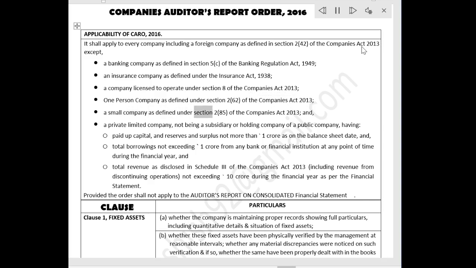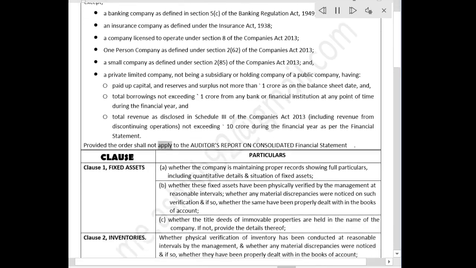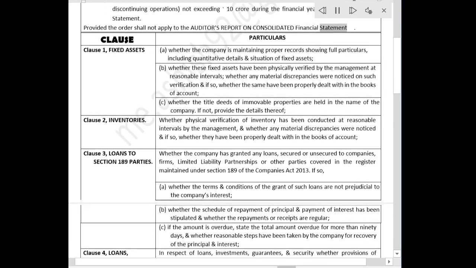A small company, as defined under Section 2(85) of the Companies Act 2013, and a private limited company, not being a subsidiary or holding company of a public company, having paid up capital and reserves and surplus not more than 1 crore as on the balance sheet date, and total borrowings not exceeding 1 crore from any bank or financial institution at any point of time during the financial year, and total revenue as disclosed in Schedule 3 of the Companies Act 2013, including revenue from discontinuing operations, not exceeding 10 crore during the financial year as per the financial statement. Provided the order shall not apply to the auditor's report on consolidated financial statement.